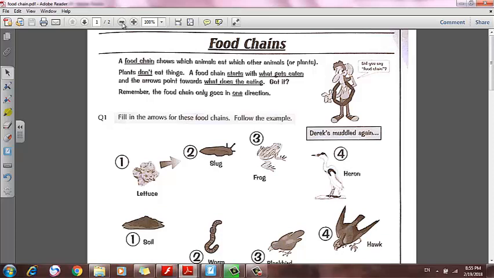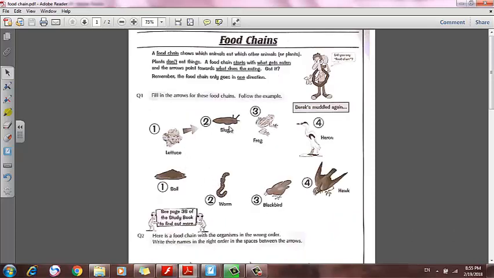Got it? Remember, the food chain only goes in one direction. Fill the arrows. You have to fill the arrows. Lettuce eaten by slug, and then slug eaten by frog, and the frog eaten by the heron. This is one food chain.